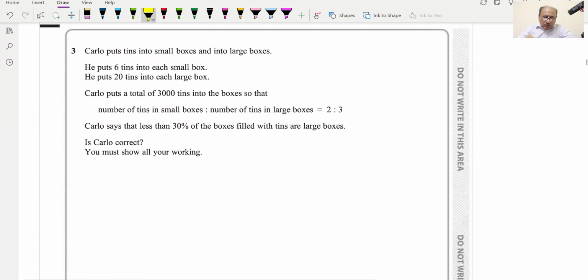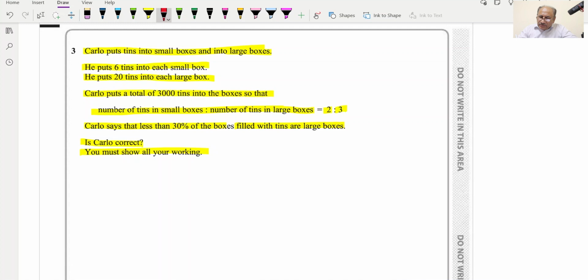Question number 3. Carlo puts tins into small boxes and into large boxes. He puts 6 tins into each small box and 20 tins into each large box. Carlo puts a total of 3000 tins into the boxes so that the ratio of the number of tins in small boxes to the number of tins in large boxes is 2 to 3. Carlo says that less than 30% of the boxes filled with tins are large boxes. Is Carlo correct? You must show all your working.